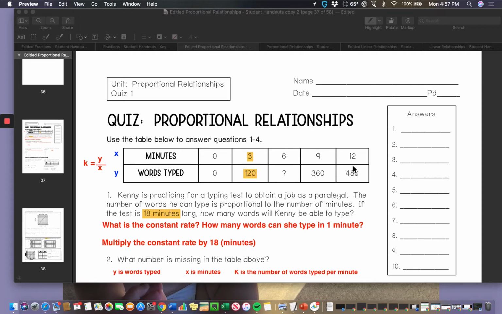Hello everybody! Alright, today you have a quiz on proportional relationships. It says to use the table below to answer questions 1 through 4.